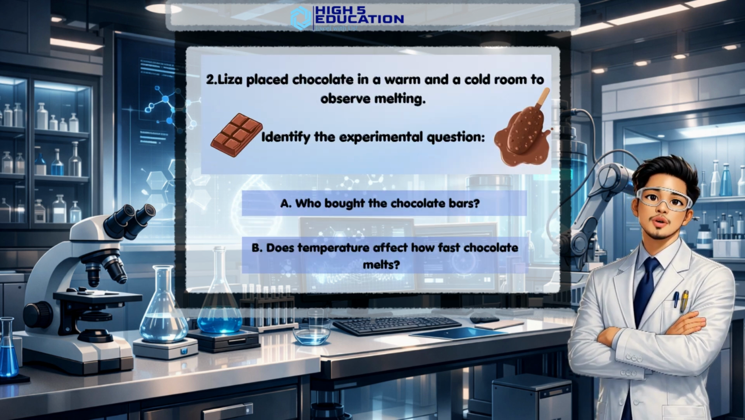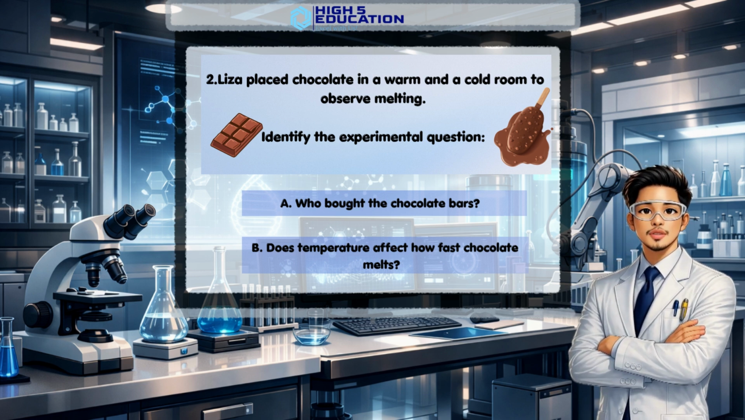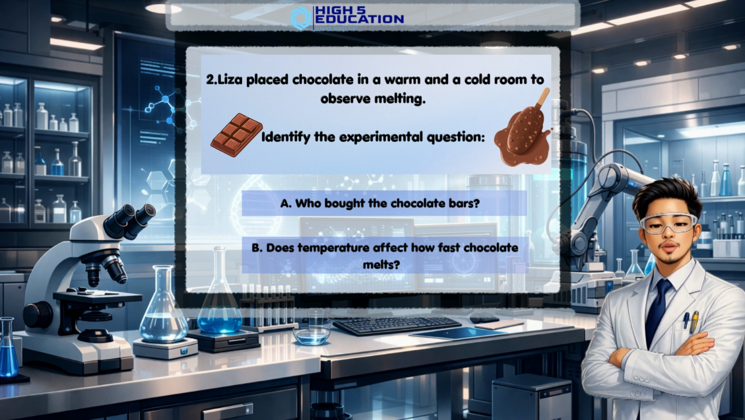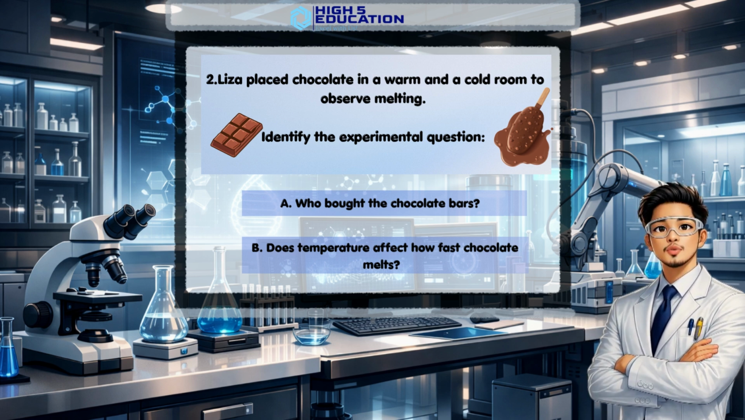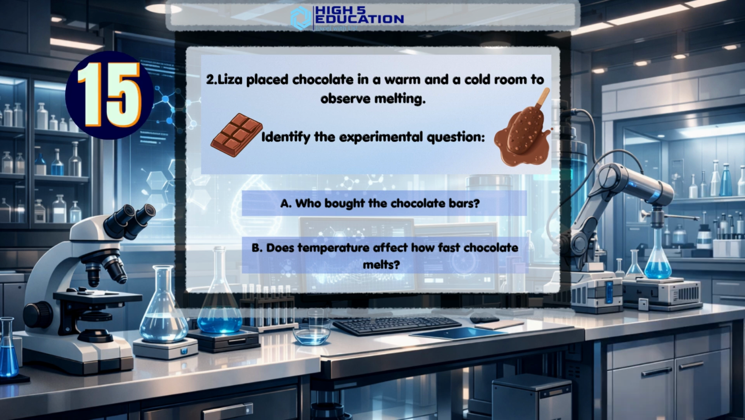Number 2. Liza placed chocolate in a warm and a cold room to observe melting. Identify the experimental question. A. Who bought the chocolate bars? B. Does temperature affect how fast chocolate melts? Time starts now.